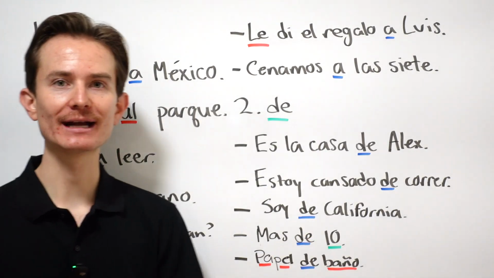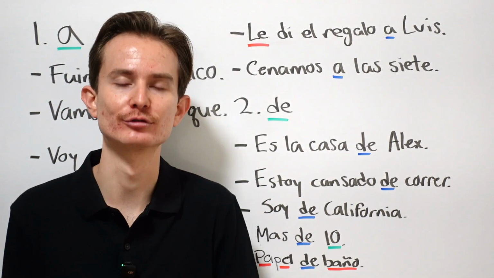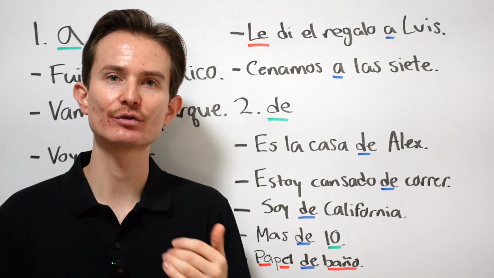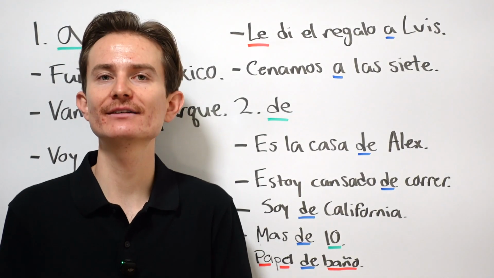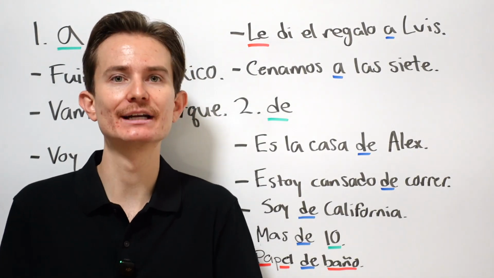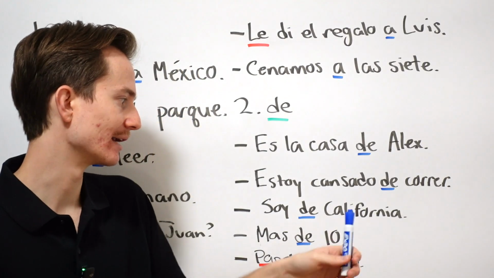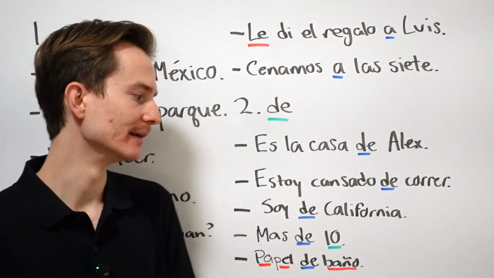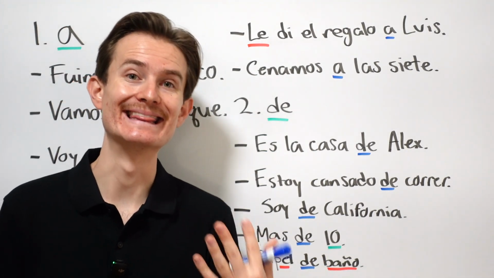Soy de California. I am from California. Literally, I am of California. Students often ask if soy is different than yo soy. Not really. They basically mean the same thing. You could think of this as soy is I am or I'm, and yo soy is I am, and that's it. Okay? Soy de California. I'm from California. Más de 10. Okay. More than 10. When we're talking about quantities in Spanish, we will use de.